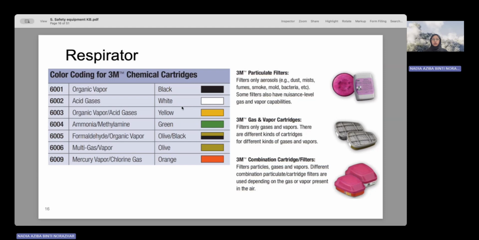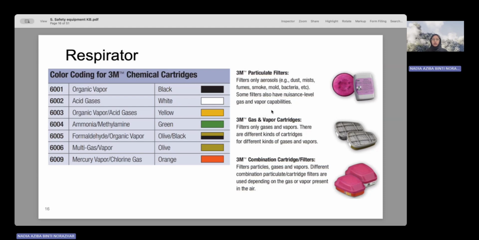So the company 3M produces different types of respirators. For example, this is the particulate filter. It filters only aerosols, for example, dust, mist, fumes, smoke, mold, bacteria, etc. Some filters also have nuisance level gas and vapor capabilities.